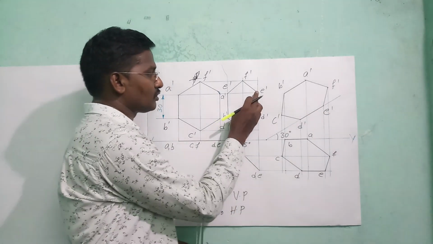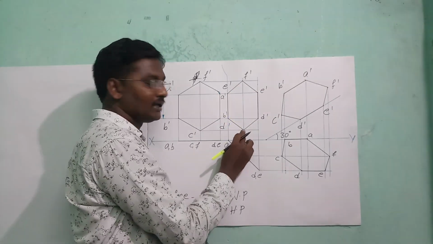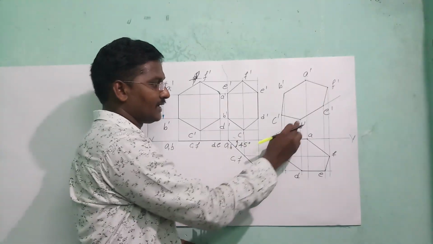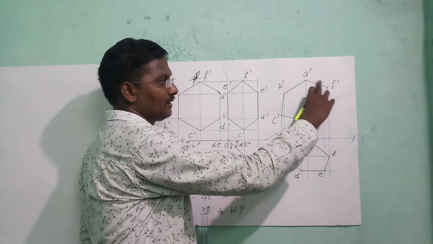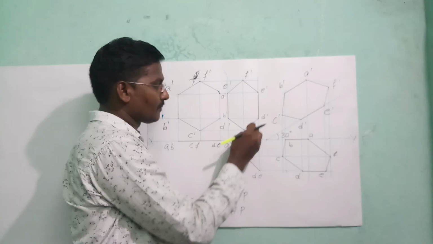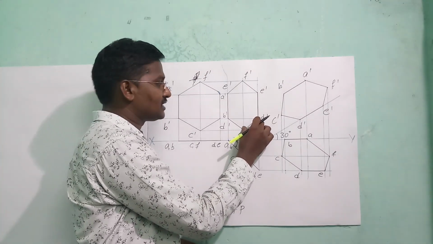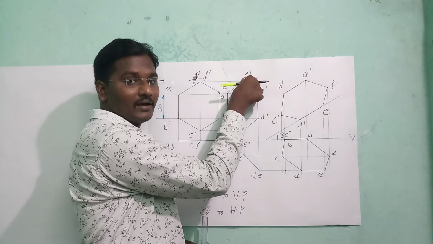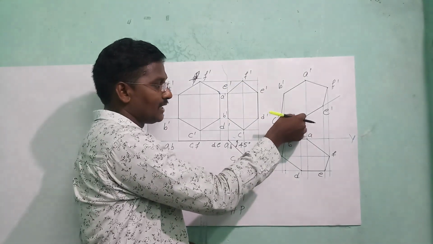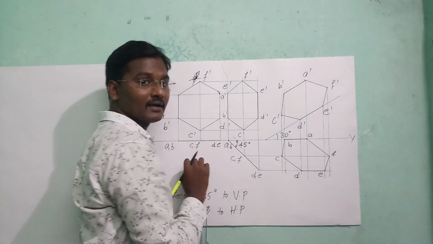Now measure the distance of D dash to F dash in the compass. The same distance will be from E dash to C dash. With that radius take D dash as center, draw the arc, take E dash as center, draw the arc. Next measure the distance of D dash to C dash in the compass. The same distance will be from E dash to F dash. Now with that radius take D dash as center, cut the arc, take E dash as center, cut the arc.